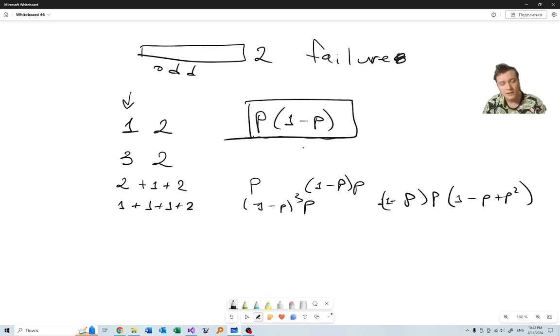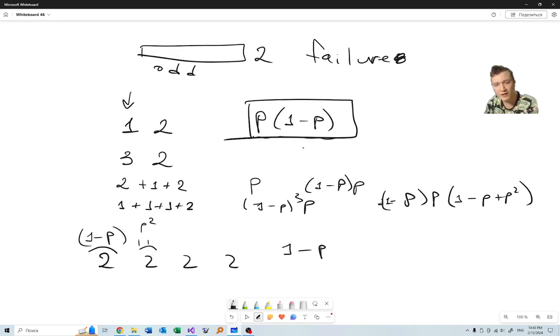It's easy, because actually this is simply a collection of some twos, where each two is either 1 minus p or a collection of two ones, so it's p squared. So actually I have 1 minus p plus p squared. This is a probability to get a new 2. Then I collect several 2s. And then I like win or lose.